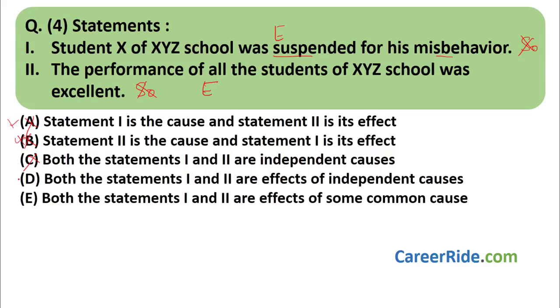Now we have to see whether it is D or E, okay, whether they have independent causes or whether they have some common cause. In one the student was suspended for misbehavior, in the other the students have a very good performance, okay. Both of them are not related, so they must be the effects of independent causes, they do not have some common cause. So the answer is not E, the answer is D. See how easy it is.